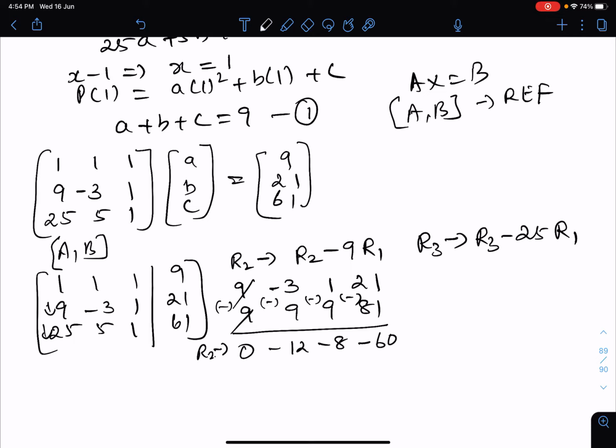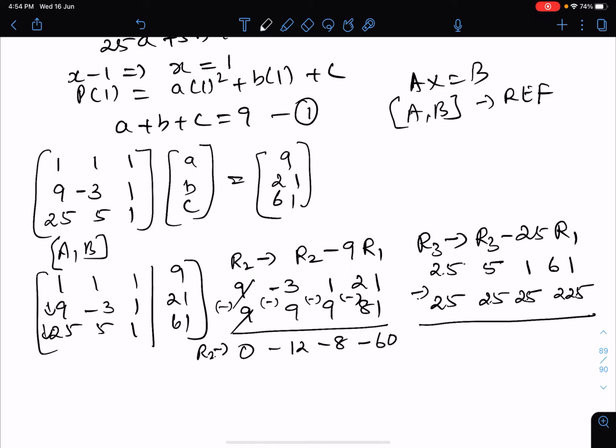Now our row 3: 25, 5, 1 and 61, and 25 into row 1 is going to be 25, 25, 25, and 9 into 25 is going to be 225. Again here also you are going to subtract, so change your sign, all plus into minus. First term gets 0, this is minus 20, this is minus 24, and 61 minus 225 is going to give you minus 164.